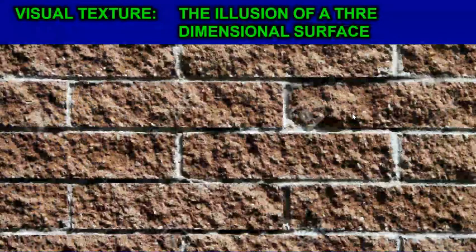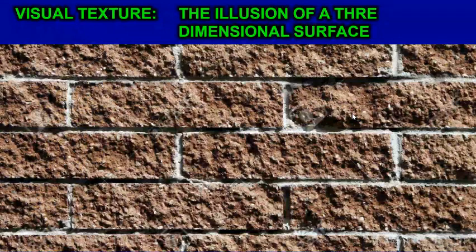And then visual texture is the illusion of a three-dimensional surface. All right, I guess that is a typo that I need to fix. The illusion of a three-dimensional surface.